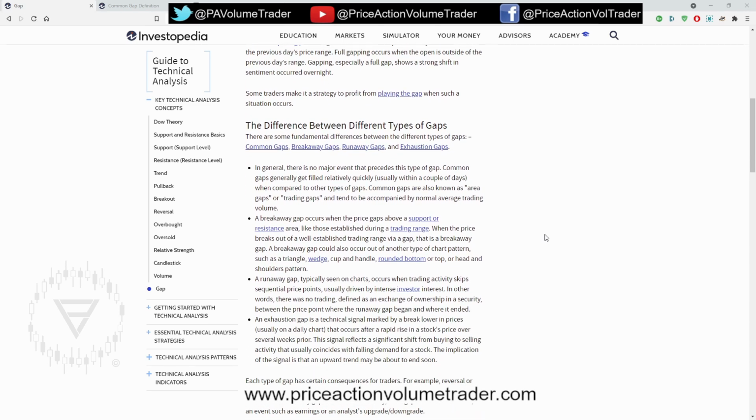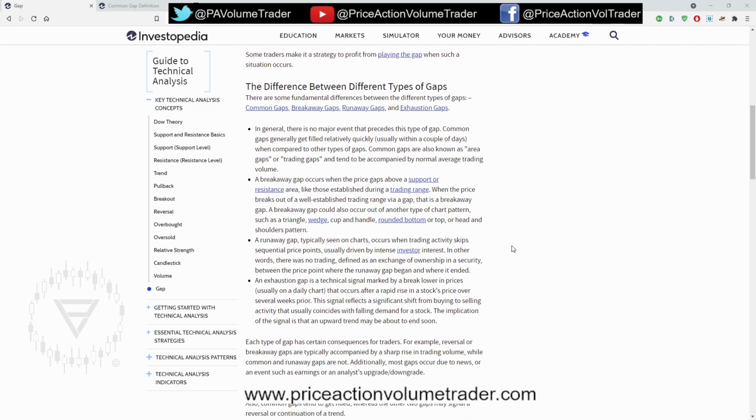So there are four main kinds of gaps, as we're going to see. In general, the common gaps generally get filled relatively quickly, usually within a couple of days. They don't necessarily need a major preceding event to happen compared to other gaps. They're also known as area gaps or trading gaps, and tend to be accompanied by normal average trading volume. These are the ones that, like the name implies, are most commonly seen on the charts.